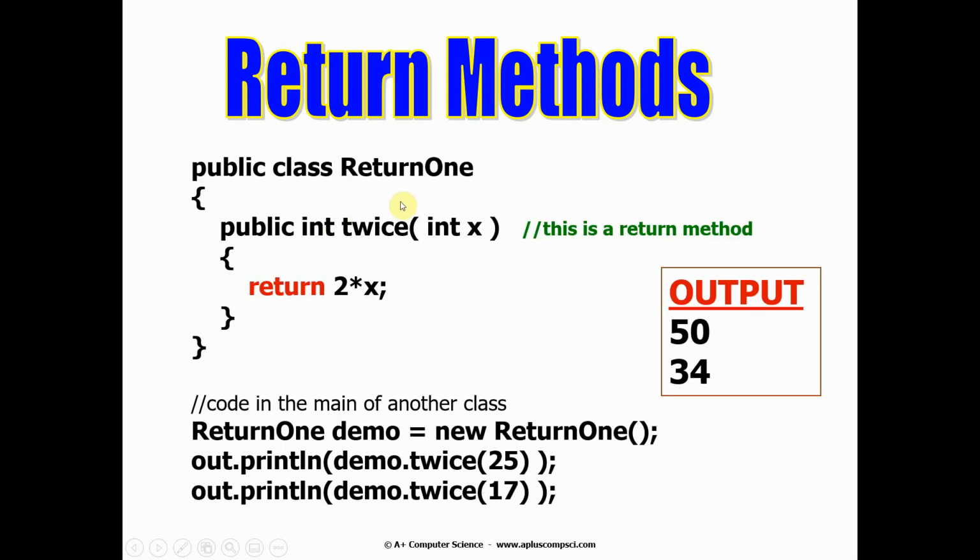Now, if you look at this, here's that same return method I was showing you. Let's say it's in a class called return1. Well, then if you want to call that method, you first have to make an object, in this case a return1 object, and then you can call that method.